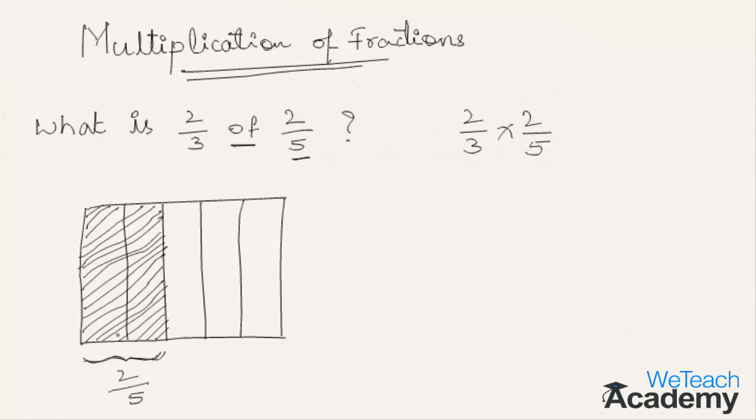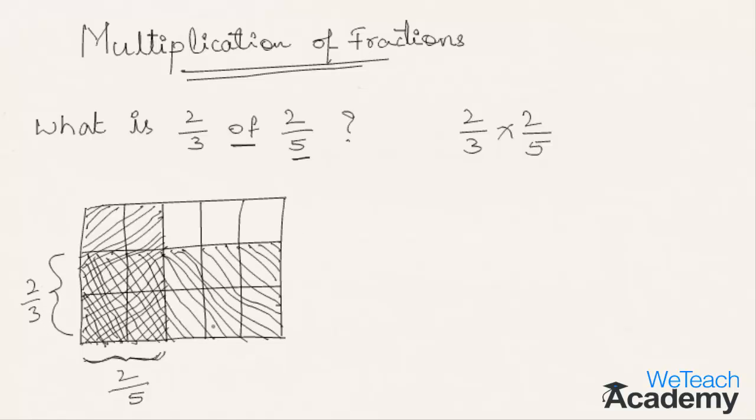Now let me show you the 2/3 part. In order to find the 2/3 part, let us divide this rectangle into 3 equal parts horizontally. Now this represents the 2/3 part. Let me shade again this 2/3 part with cross lines. Now the 2/3 of 2 by 5 is nothing but the intersection part over here. Let me show you with a different color. The portion that is in the red color is the 2/3 of 2 by 5.